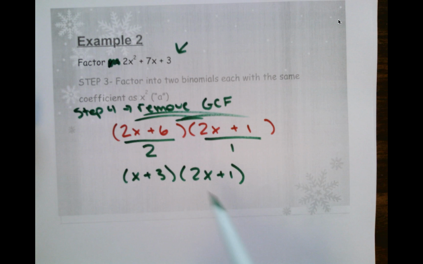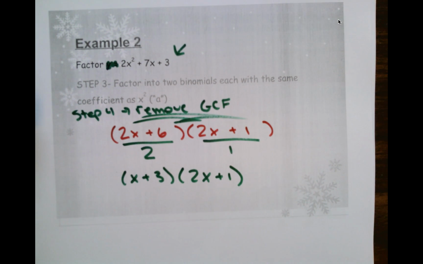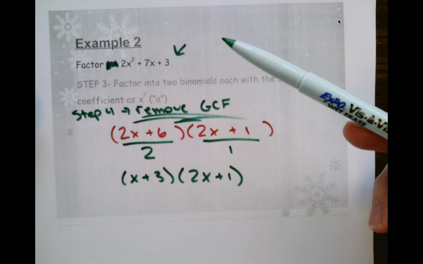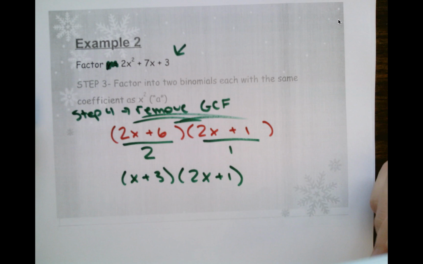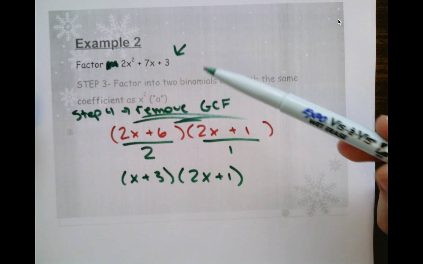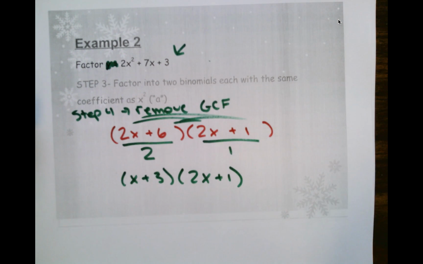If I went through x plus 3, 2x plus 1, and actually FOILed all of that out, I would see I would actually get my 2x squared plus 7x plus 3. Because again, when we factor, we should be getting equivalent forms of the same thing. We're not adding anything in, and we're not taking anything away, but instead we're just writing something in a different format.